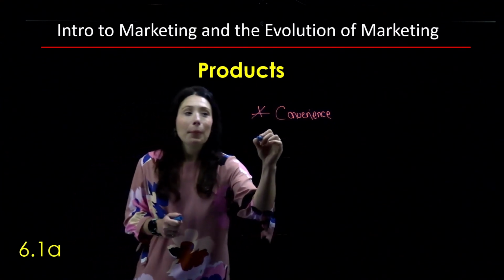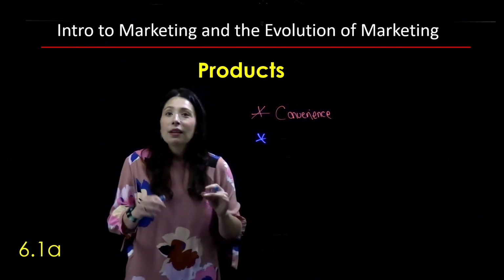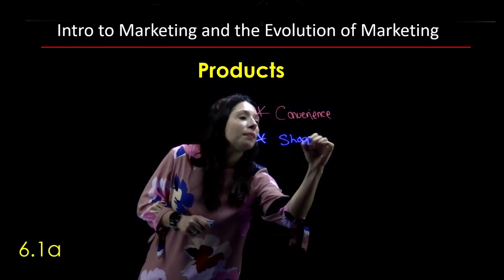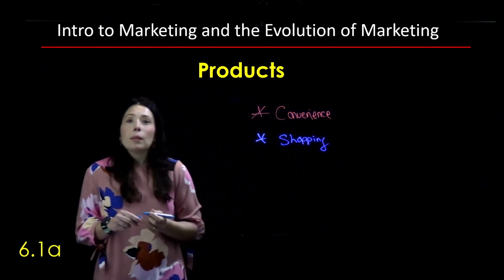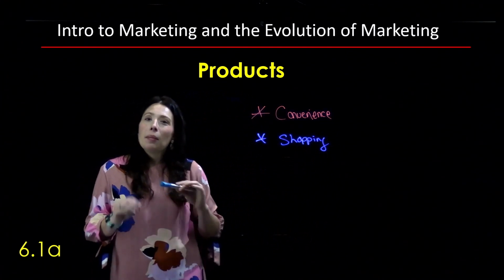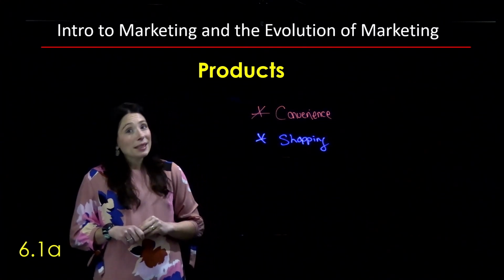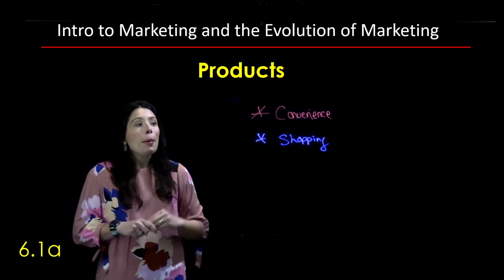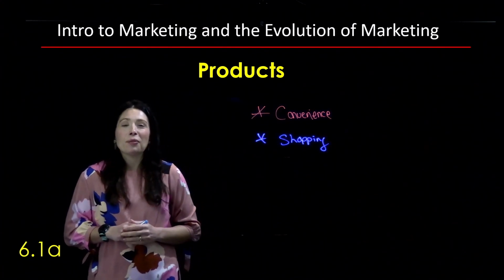Now, a shopping product is kind of a low to middle involvement decision. It's often a little bit more expensive. It's something that may be slightly connected to your status or personal overall self-expression, but it isn't really a high involvement decision.